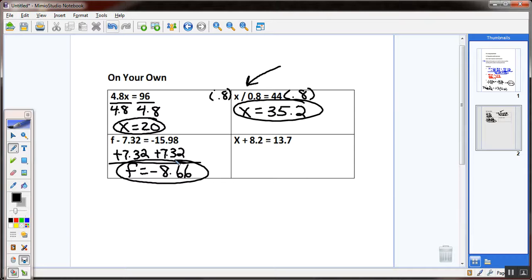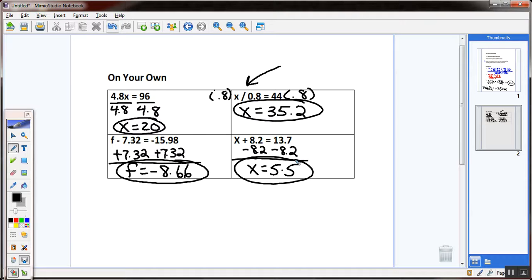All right, last one. Who wants this last one? It should be very easy. Go ahead, Chase. Minus 8.7 outside and outside. And it's 5.5. Very good, guys. Very good.